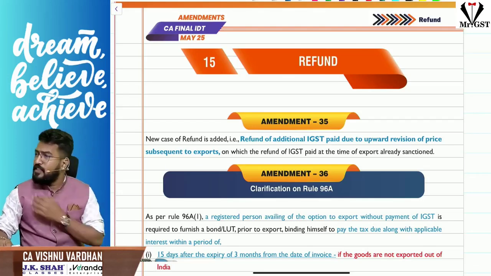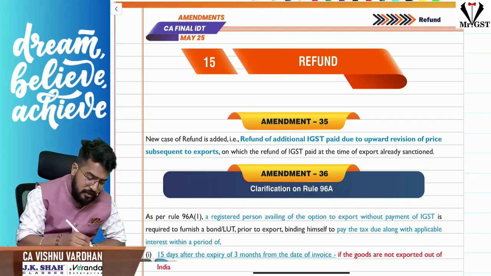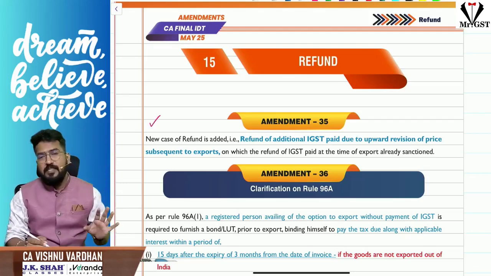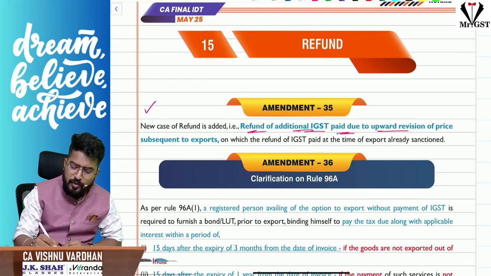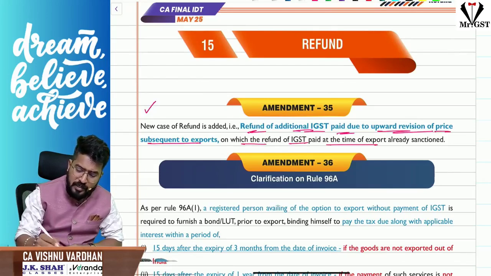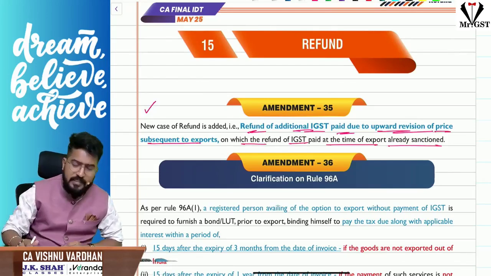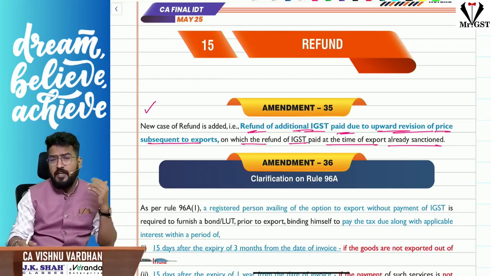In the refund chapter, the next is one small point here. Sir, a new case for refund is added here. That is nothing but refund of additional IGST paid due to upward revision of price subsequent to exports, on which refund of IGST paid at the time of export was already sanctioned. As you know already, when we make exports, we can pay taxes and we can claim refund.